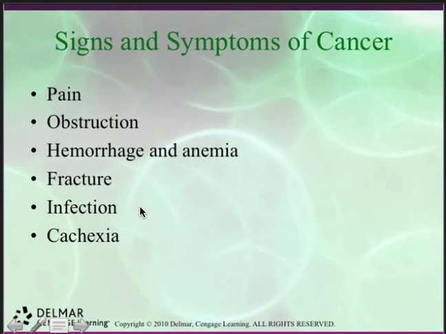Another thing that we see is increased risk of infection, and the reason for that is that the immune system is generally suppressed in individuals that have cancer. And cachexia, which is simply a wasting away of the individual who's affected due to the fact that the cancerous tissue is consuming our stored nutrients.